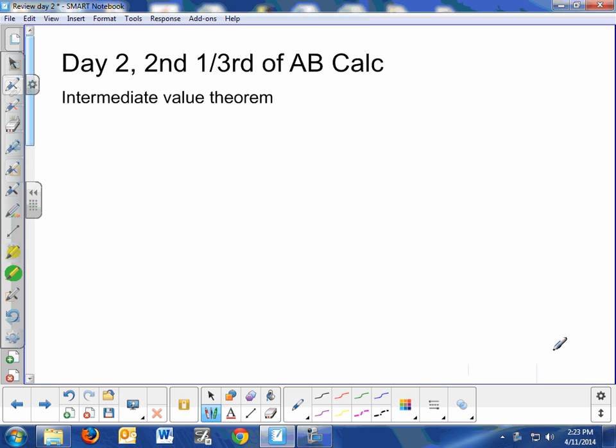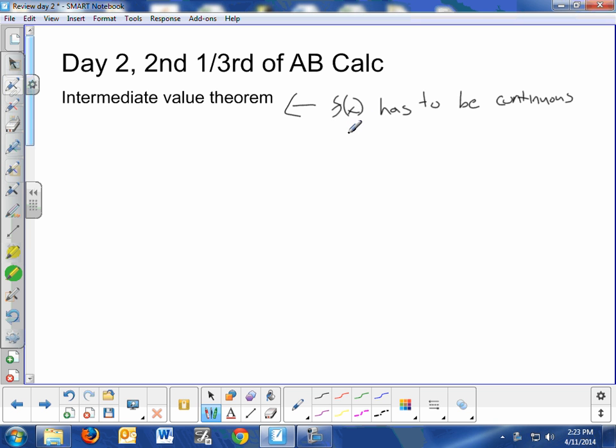So, second third of AB Calculus. Start with a couple theorems that we have to know. First theorem is the intermediate value theorem. It's the first theorem we learned. Okay? F of x has to be continuous for the intermediate value theorem to apply.